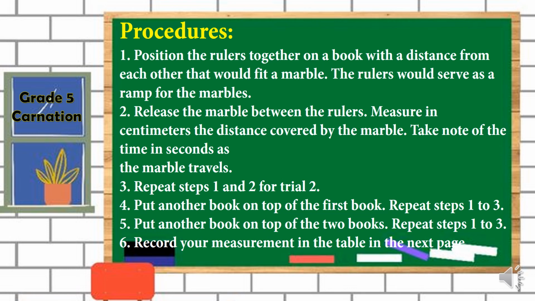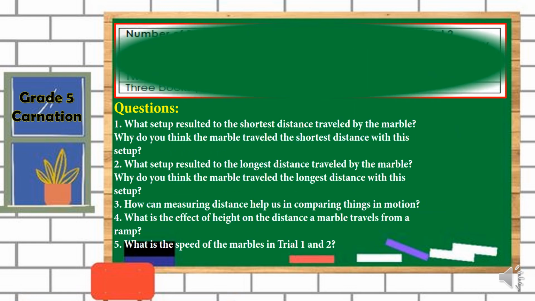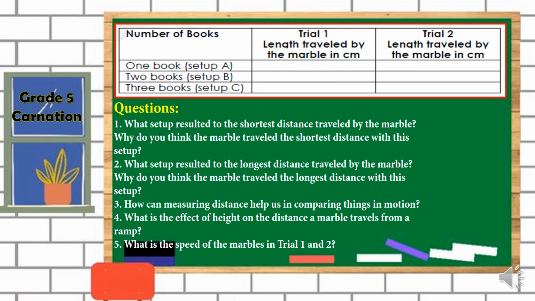And number 5, put another book on top of the 2 books. And then repeat the steps 1 to 3. And for number 6, record your measurement in the table in the next page. And here is the table. So we have 3 columns. So for first column, we have 1 book, set up A, 2 books, set up B, and 3 books, set up C. And for the second column, we have trial 1, the length traveled by the marble in centimeters. And then the last column, we have trial 2, the length traveled by the marble in centimeters.